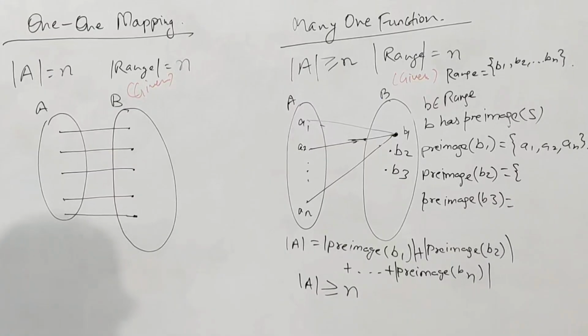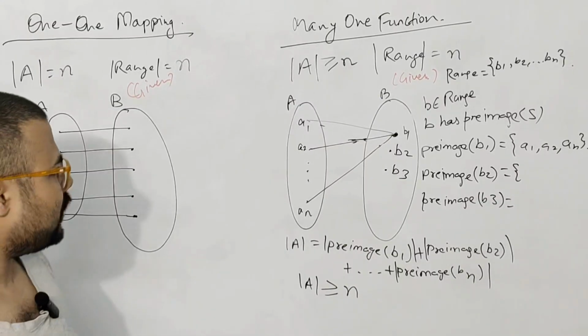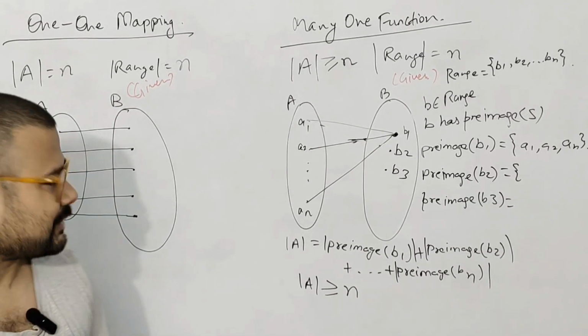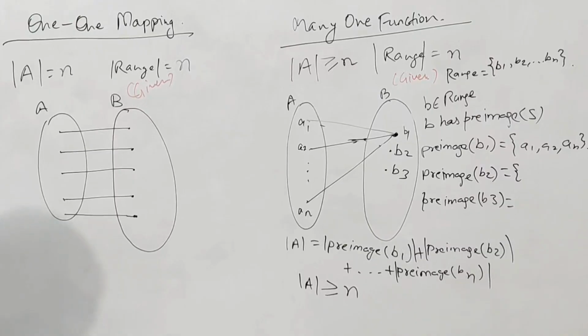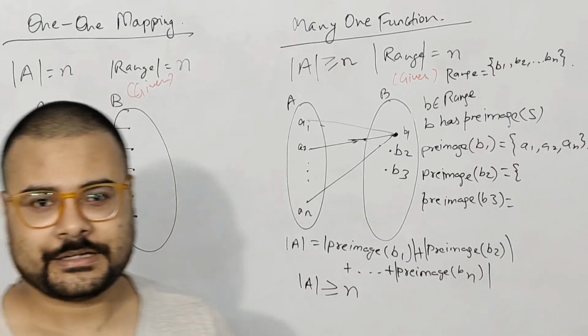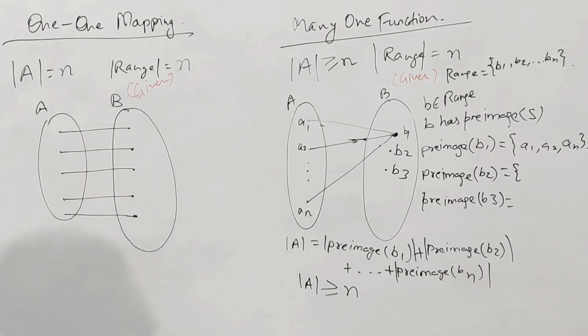So I think it's okay for now. In the next video we will see some different mappings possible in relations. So mapping and function is over. Thank you very much.